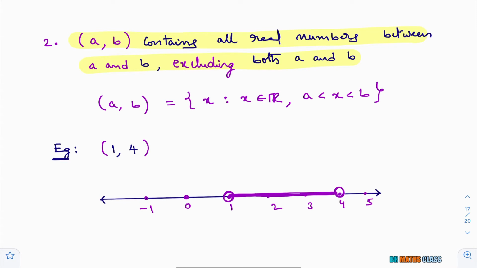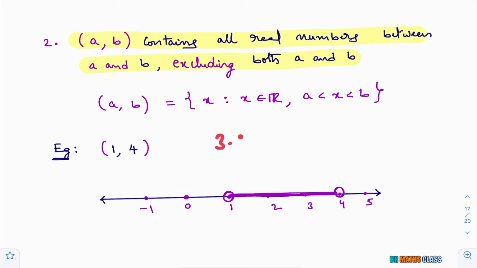For example, if I ask, in this interval is 2.3 there or not? Yes, it is there. In this interval, is 1 there or not? Is 1 a part of this interval? No. 1 is not included, because it is an open interval. Okay, is 0.999 there in this interval? No, it is also not there in this interval.